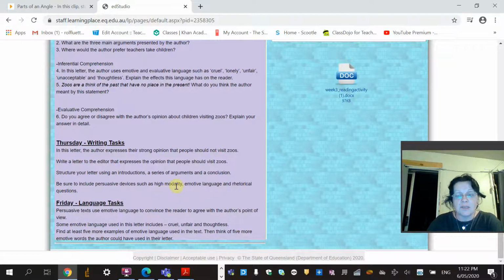Now, we know modality. It means you definitely should do this or you mustn't do that. It's you telling somebody how likely or unlikely it is that you're going to do something or that they should do something. And they use it a lot in advertising and in newspaper reporting. Emotive language, using your emotions, saying why you really don't like something, why you find something disgusting or abhorrent, which means horrible. And rhetorical questions, which we've done, all of these in term one.